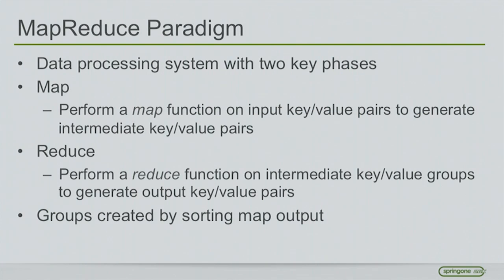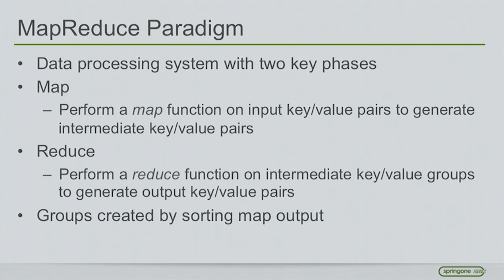So, MapReduce paradigm. This is just MapReduce, and then I'm going to talk about the Hadoop pieces of it. MapReduce is a data processing system with 2 key phases that are called map and reduce. You all could have never guessed that. The map performs a map function over input key value pairs to generate intermediate key value pairs. So that piece of code, that piece of processing is up to you, whatever that is.